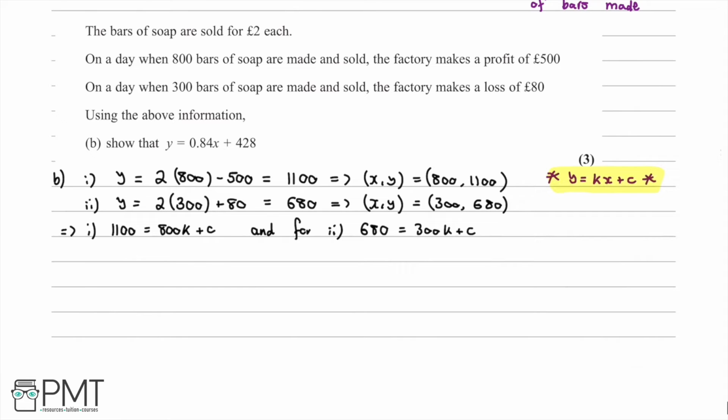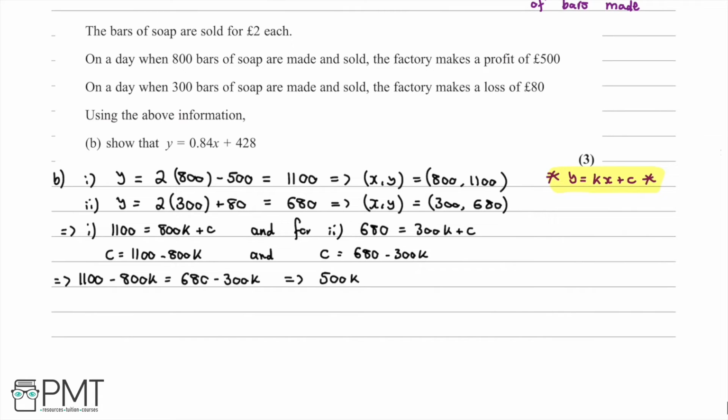So then we have substituted our values into this here, and what we now have is two equations both with k and c. So we can solve these simultaneously. So we rearrange to have that c is going to be equal to 1100 minus 800k. And for our second equation, we have that c is going to be equal to 680 minus 300k. And what we now do is equate these, because we have something equal to c and something equal to c, which means that this is going to be equal to this. So we'll have 1100 minus 800k, and that is going to be equal to 680 minus 300k.